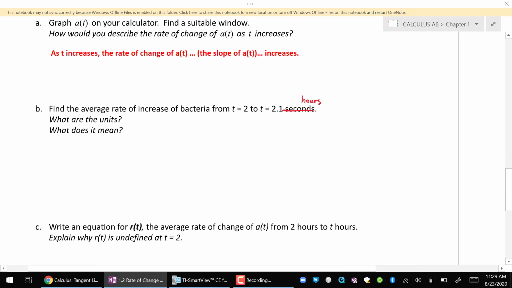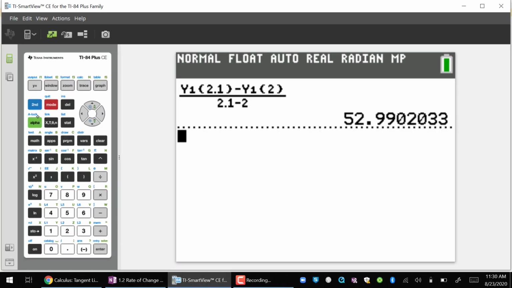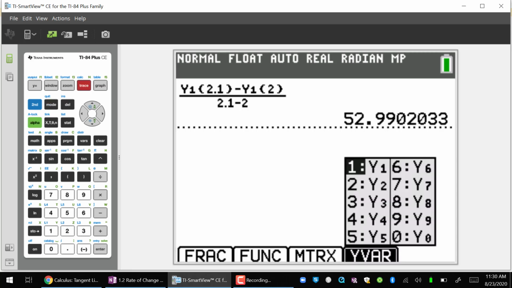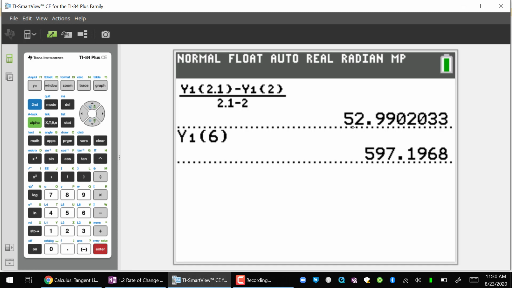All right, so I want to figure out a rate of change calculation. We're going to use the difference quotient from 2 to 2.1. On the calculators, there's a really nice feature again. If you hit alpha y equals, you can get the numerator denominator feature. And then alpha trace is where you can retrieve your function. So if you have your function typed in y1, and I want to know what is A of 6, I can just hit enter and type in A of 6, and then hit enter. But up here is the difference quotient that we're looking for, and I have a value of 52.990.